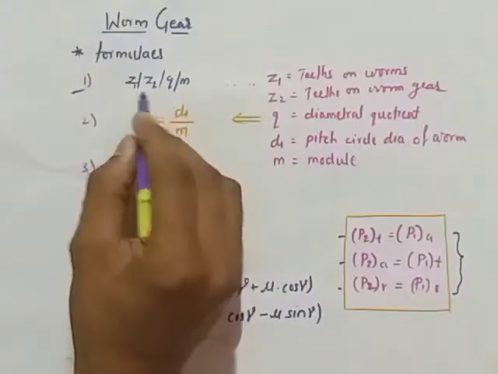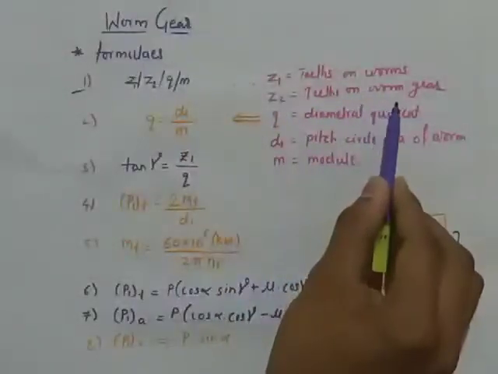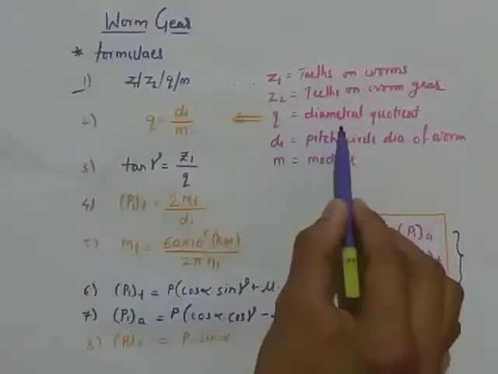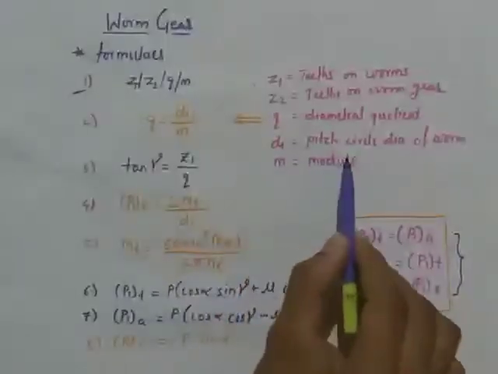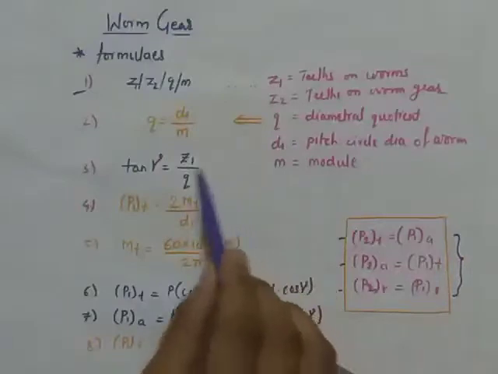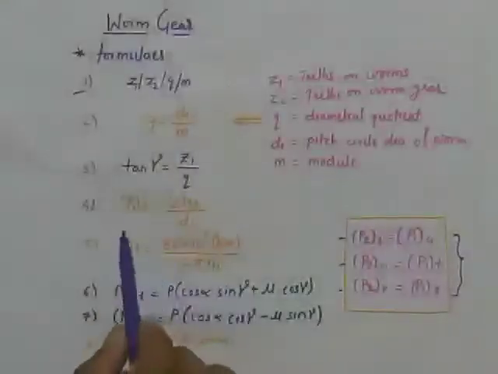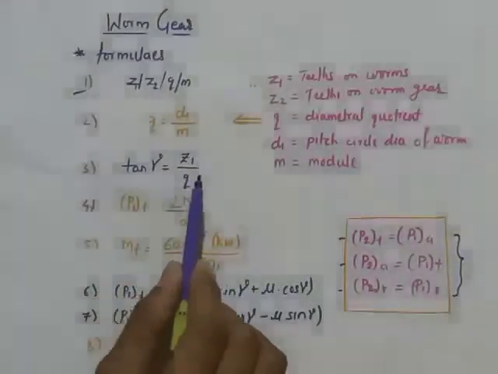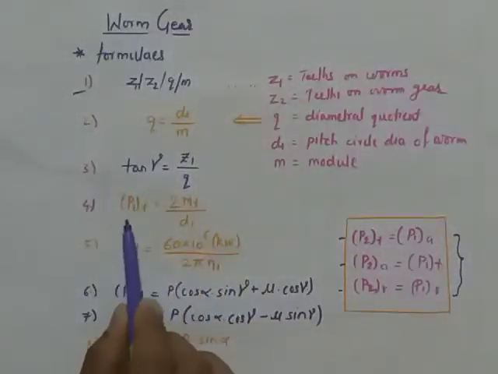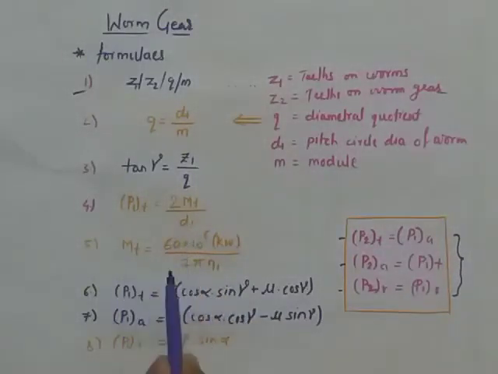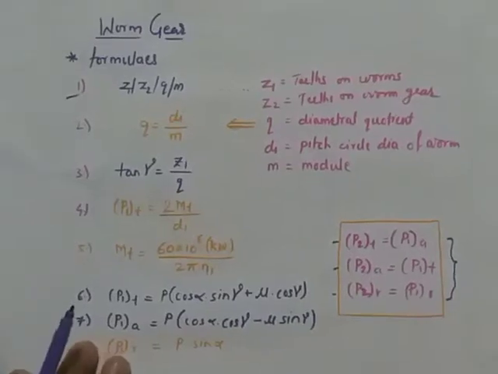Now what does it represent? Z1 is the number of teeth on the worm, Z2 is the number of teeth on the worm gear, and q is the diametral quotient, which is given as d1 upon m, where d1 is the pitch circle diameter and m is the module. The lead angle is given by tan gamma equal to z1 upon q. Likewise, the tangential formulas, torque, and P1T, P1A and P1R are the same formulas derived in the last session.